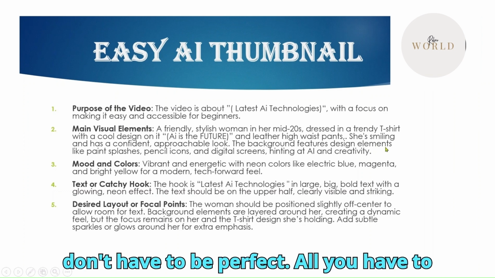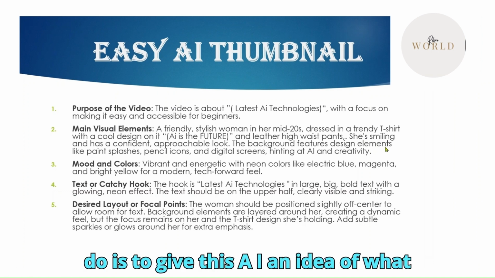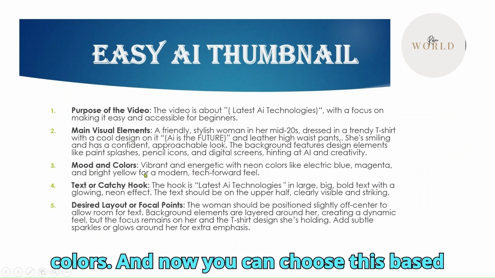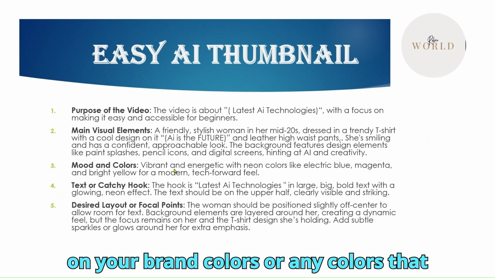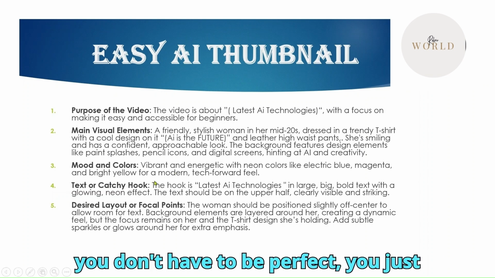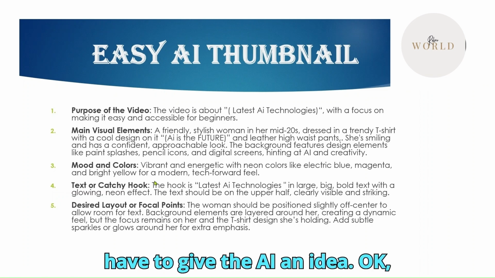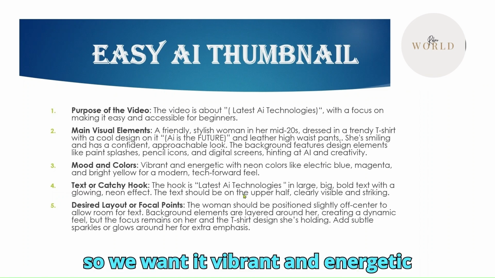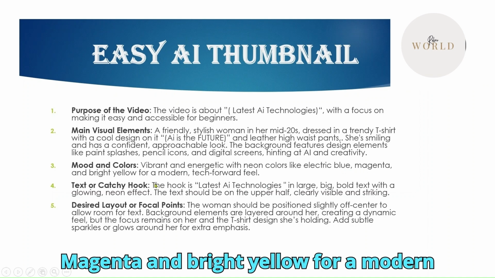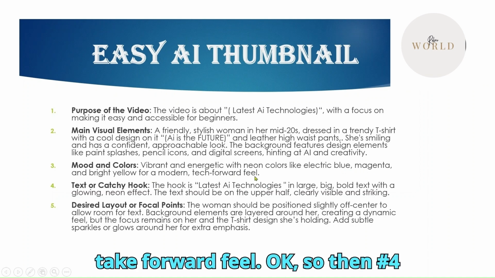Okay, so remember, you don't have to be perfect. All you have to do is give this AI an idea of what you want. Okay, so let's go to number 3, which is mode and colors. Now you can choose this based on your brand colors or any colors that you want personally. So remember, you don't have to be perfect. You just have to give the AI an idea. Okay. So we want it vibrant and energetic with neon colors like electric blue, magenta, and bright yellow for a modern tech forward feel.